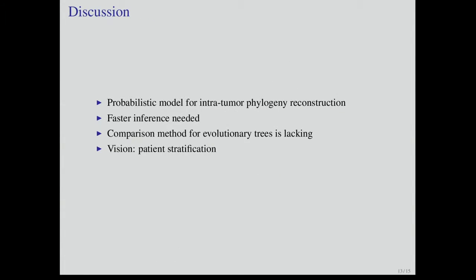So let me conclude. We have this probabilistic model now for intra-tumor phylogeny reconstruction. Inference, since it's MCMC, is relatively slow and should be faster. But one problem that we ran into and that we haven't solved, and is an open problem, I think, is that there is no nice comparison method for these evolutionary trees. So there's no natural distance function or anything that can give a nice score which measures how similar 2 of these trees are.